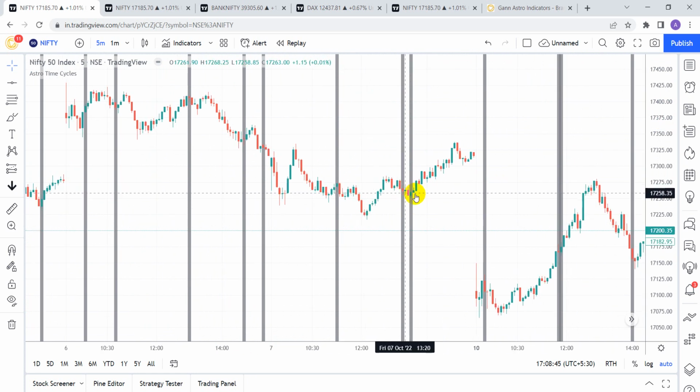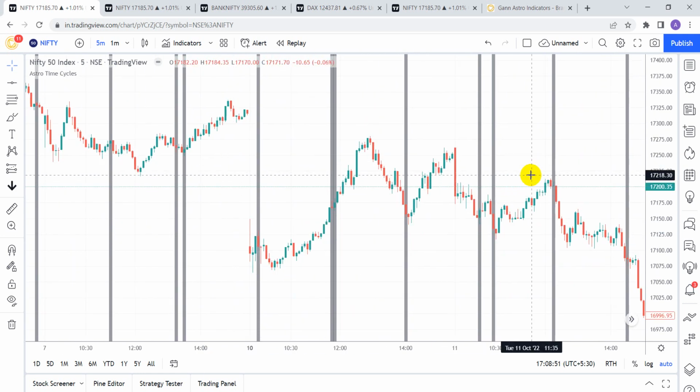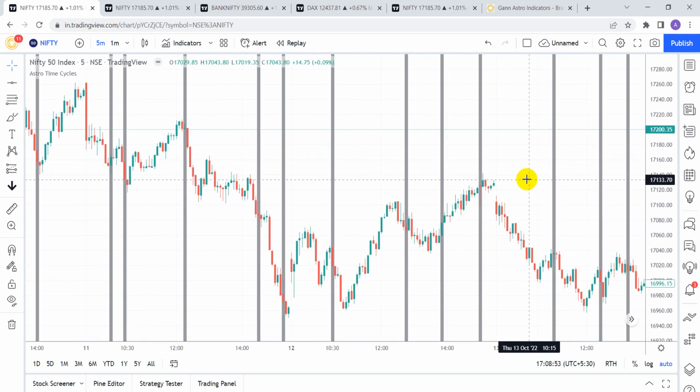Again, two cycles came together. Like I told you, whenever two cycles are meeting, wait for the second cycle and see here. From there, a good move came in. So this indicator can be applied on any instrument.